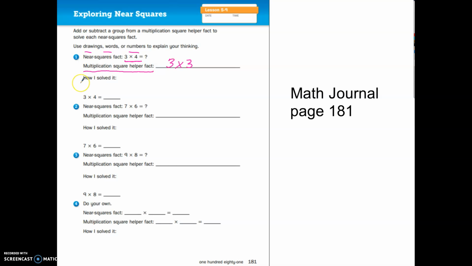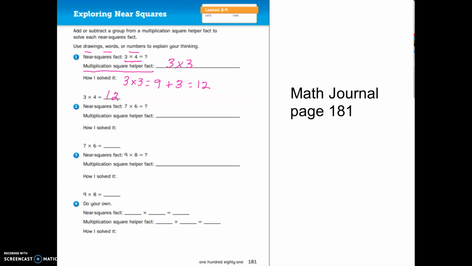And then I need to think about how I solved it. And this is where I can use words or I can use numbers. Well, how did I solve 3 times 4 using 3 times 3? Well, I know that 3 times 3 equals 9. And 3 times 4 is one more group of 3. So I'm going to add 3 to that. And I know that 9 plus 3 is 12. So that's telling me that 3 times 4 is 12.